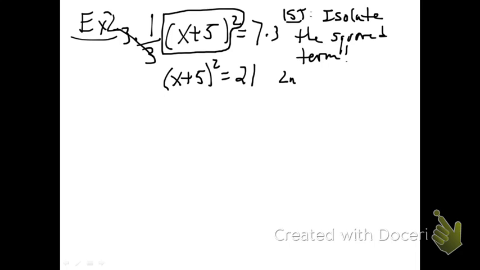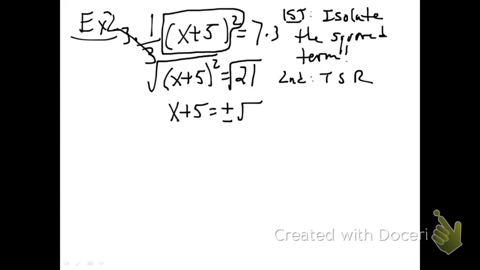Now I'm ready for my second step of taking square roots, right? So I'm going to square root this entire side, and I'm going to square root this entire side. The square root and the square undo each other. I'm left with an x plus 5 on the left, and plus or minus the square root of 21 on the right. Now if I can, I would try to simplify the square root of 21, but I think you're not going to be able to, because it's just the product of 7 and 3, and there are no perfect square factors there. My last step, though, is to still get x by itself.